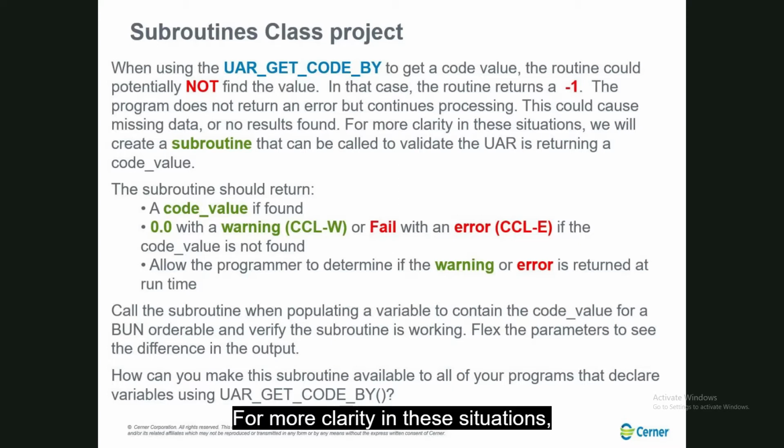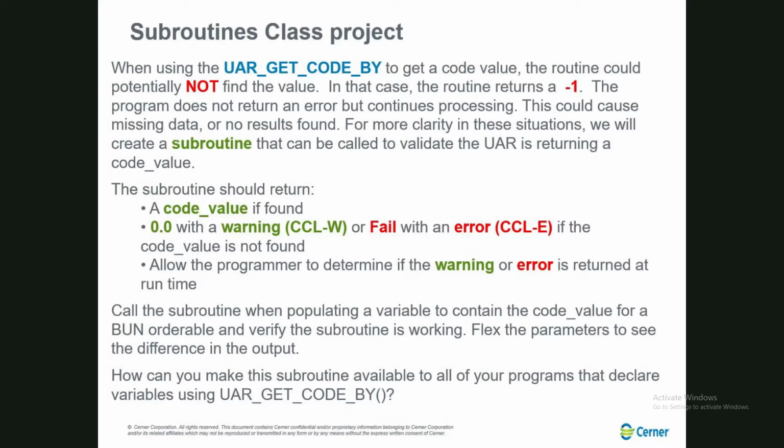For more clarity in these situations, we will create a subroutine that can be called to validate the UAR is returning a code value. The subroutine should return a code value if found, a 0.0 with a warning showing CCL-W, or fail with an error showing CCL-E if the code value is not found. Also allow the programmer to determine if the warning or error is returned at runtime.